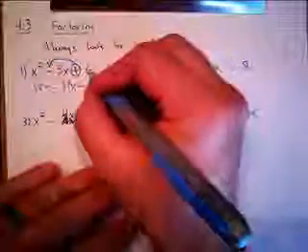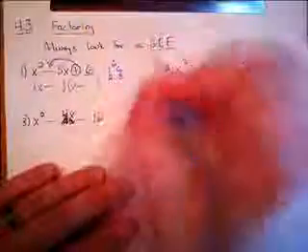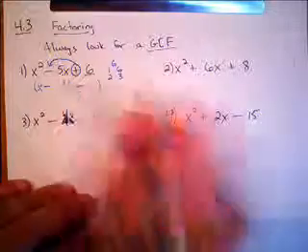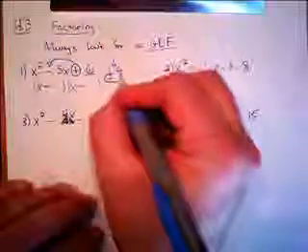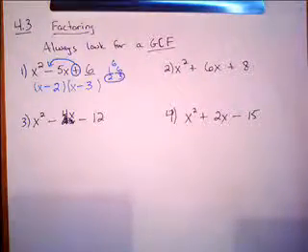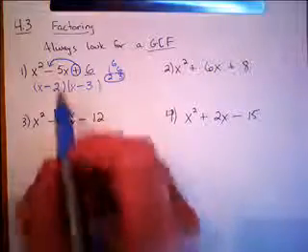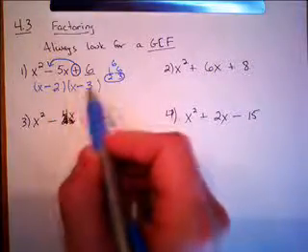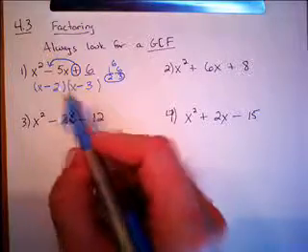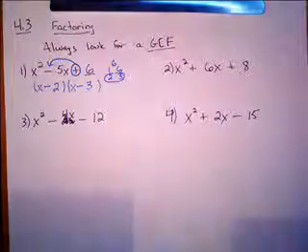Last step, look at your last number, which is 6, and say what factors of 6 will add to get you 5. And the only one that will add to get you 5 is 2 and 3. The order doesn't matter, and that's your factored form. And it's real easy to check your work. Negative 2 minus 3 is negative 5. Negative 2 times negative 3 is positive 6. Real easy.